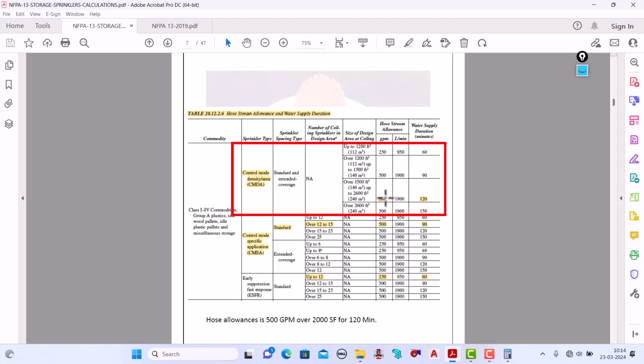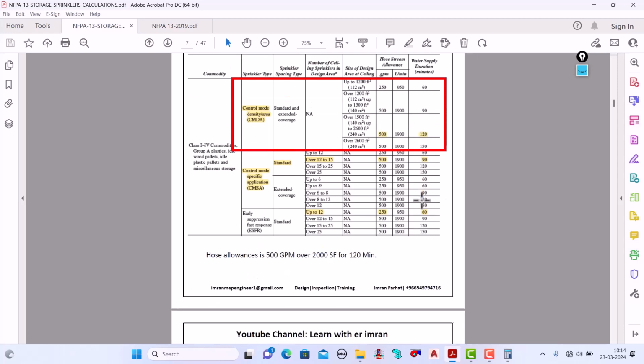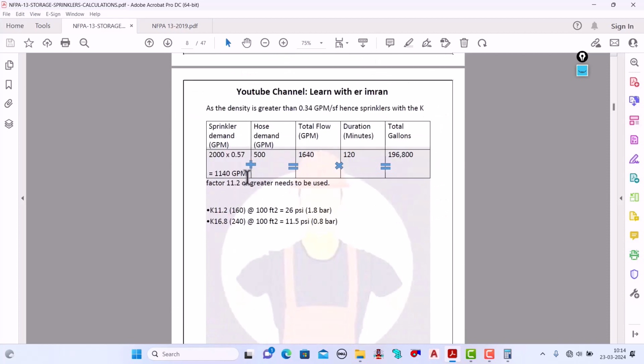And the hose allowance, how much will we take? 500 GPM, and the time is 120. Now I already got how much allowance we have to take and its time. So now we will calculate here. See, the sprinkler demand, area and density, right?